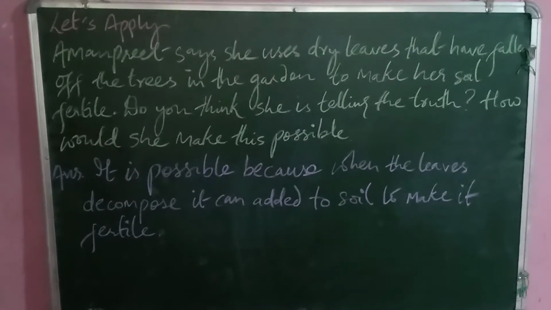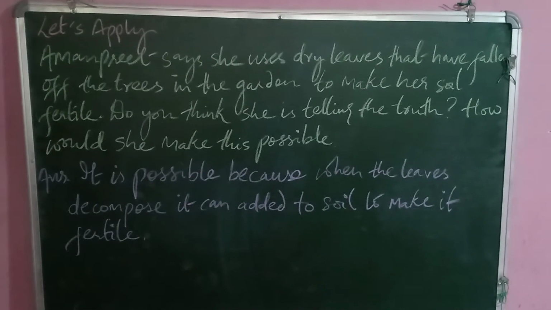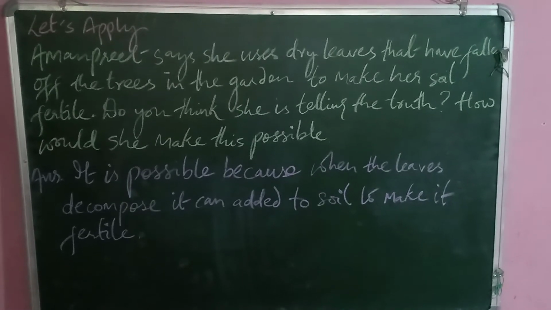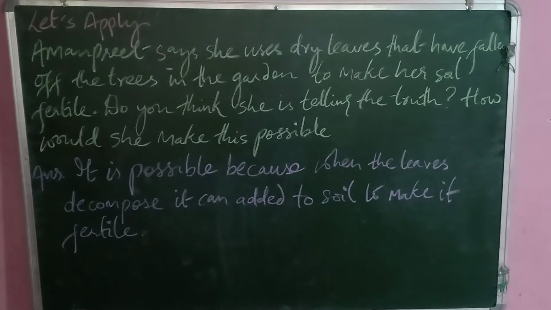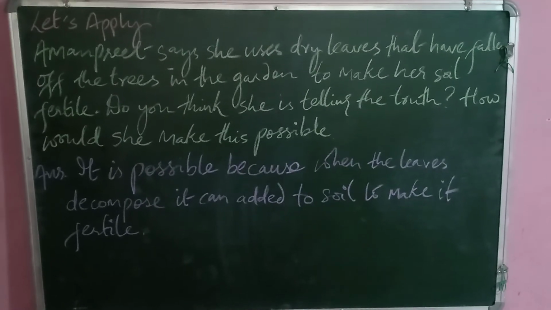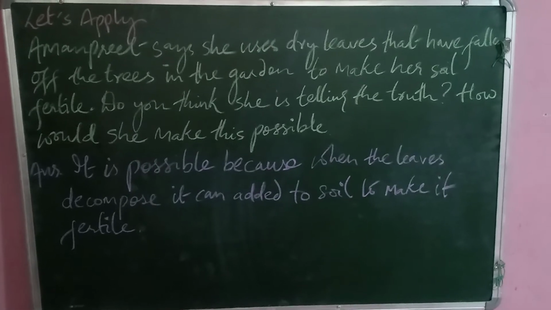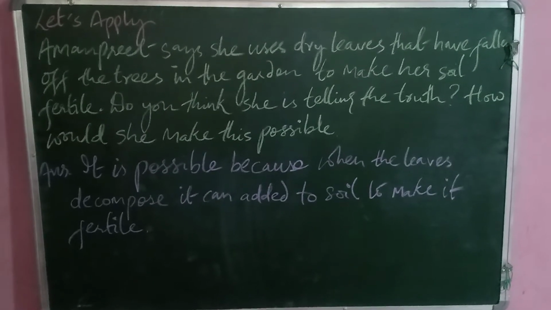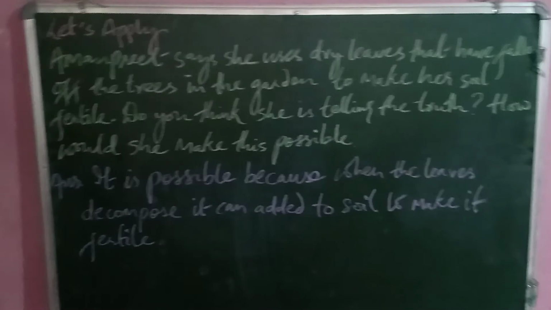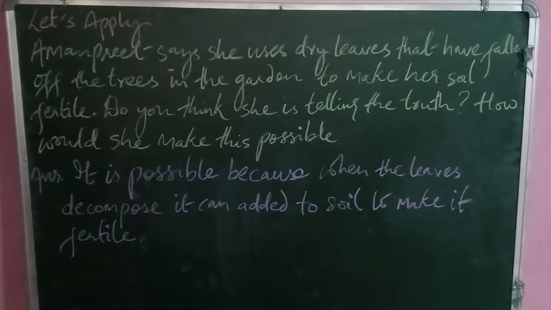Moving on, so now let's begin with the Let's Apply question. Amanpreet says she uses dry leaves that have fallen off the trees in the garden to make her soil fertile. Do you think she is telling the truth? How would she make this possible? So she is using dry leaves in the garden to make the soil fertile.